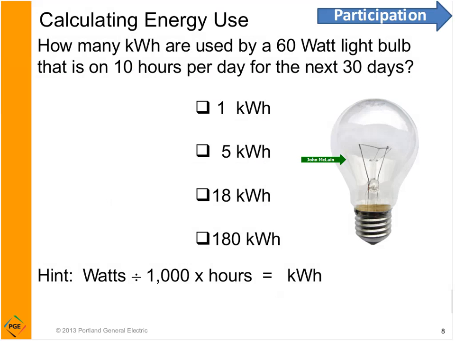And here's our example. I'd like you to help me answer this question. How many kWh are used by a 60-watt light bulb 10 hours per day for the next 30 days? So this is a typical example of how much a month does it cost me for a particular piece of equipment or a building or anything that you know the watts of. Of course, the hint is easy. Watts divided by 1,000 times hours. So let's try to answer this.